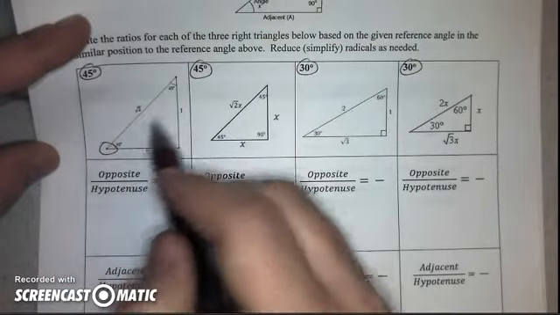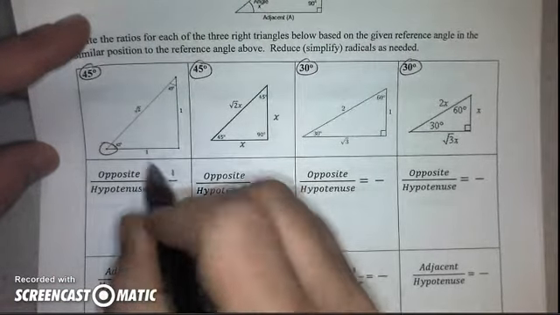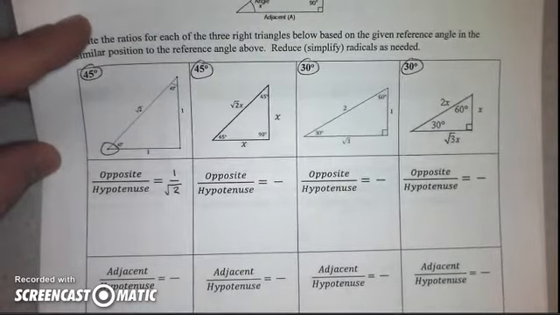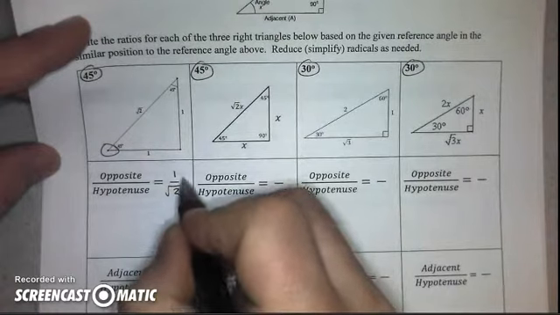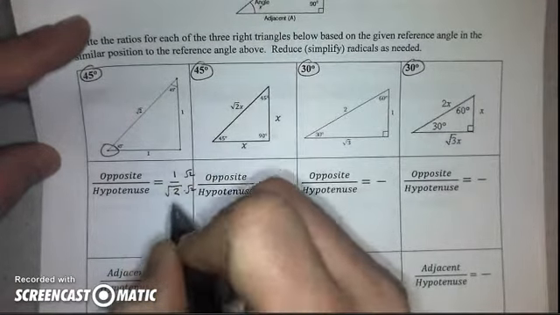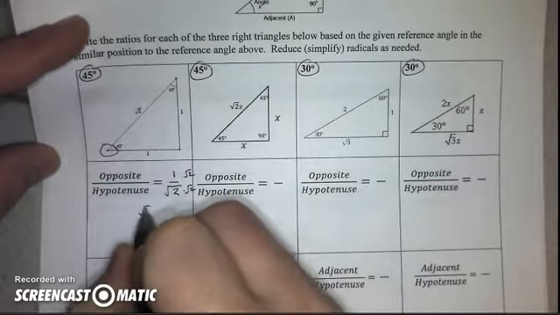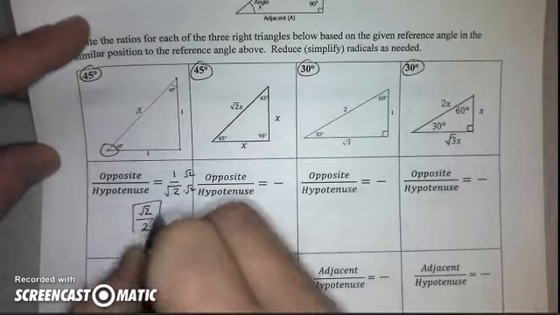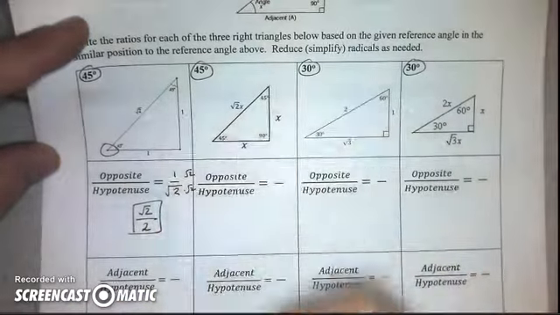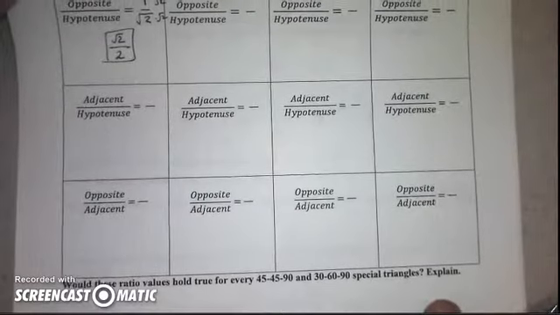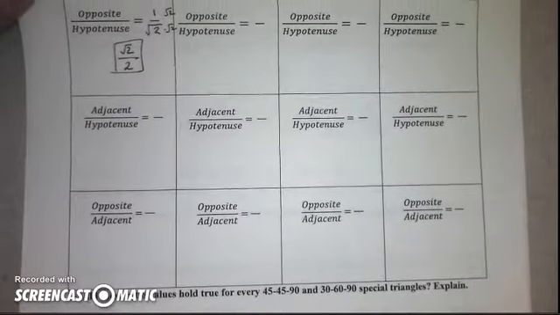The opposite leg is 1. The hypotenuse is radical 2. We don't want to leave that in that form. We want to rationalize this. You want to multiply top and bottom by root 2. So you get 1 times root 2, that's just root 2. Root 2 times root 2 is 2. So that's that ratio. So I want you to keep working through these and fill out this part to talk about in class on Friday. That is your homework.